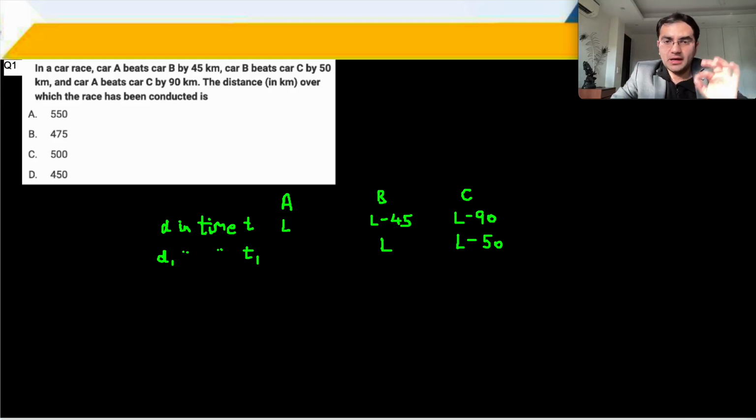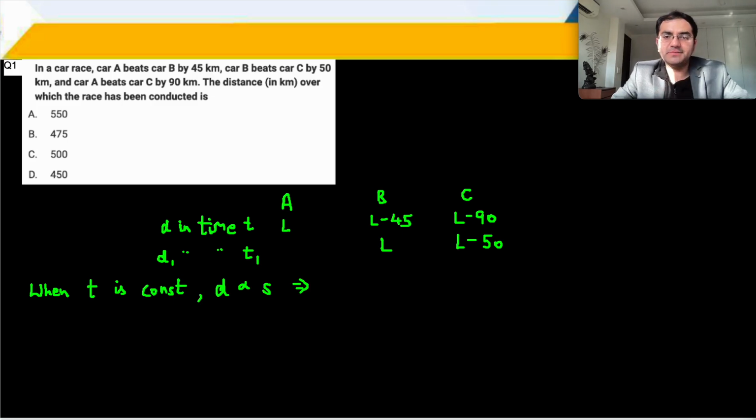Okay? Now the main point that you have to note is that in both of these cases, time is constant. When time is constant, then distance is proportional to speed. ठीक है, समझ में आया? Time is constant. This particular time in which B and C are covering certain distances. So ratio of speeds of B and C will be proportional to ratio of distances that they are covering.